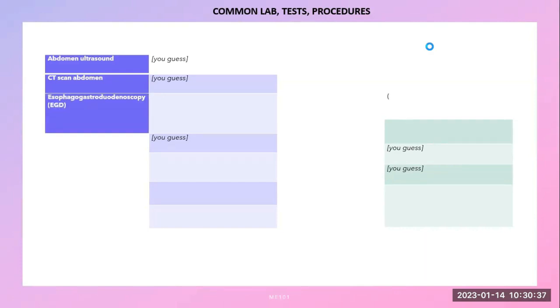So this one, I never say that word. Never ever say that word. I just use EGD and that's it. Whenever I say it to patients or doctors, I just say EGD and that's it. Okay, but you can break it down. It's esophagogastroduodenoscopy. It's a very long word. I never use it. Just use EGD.